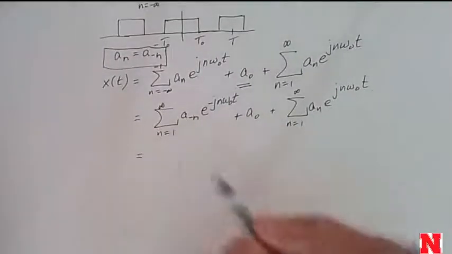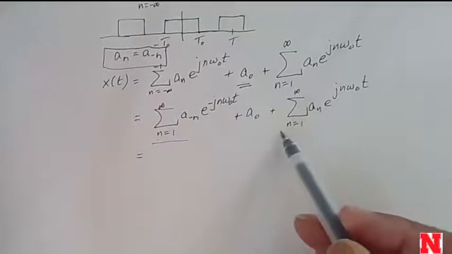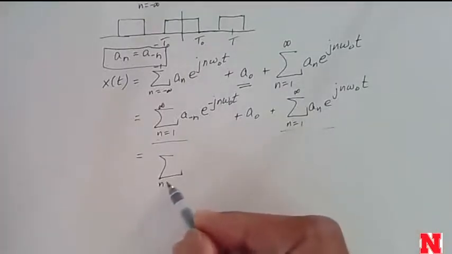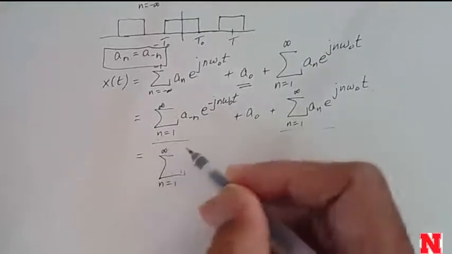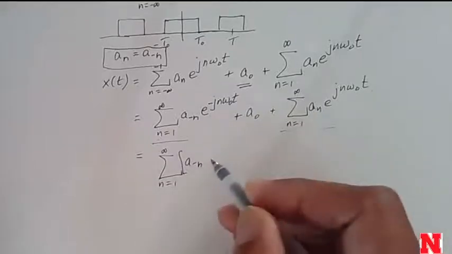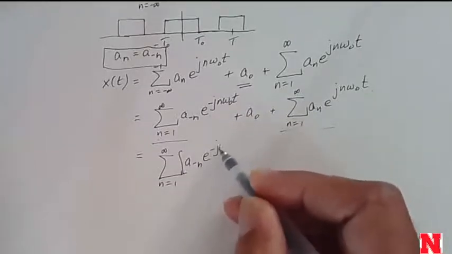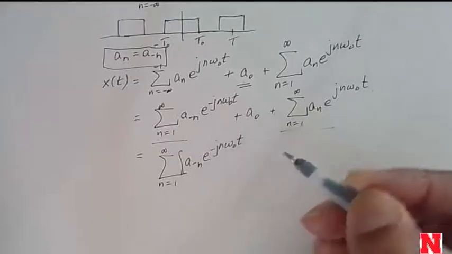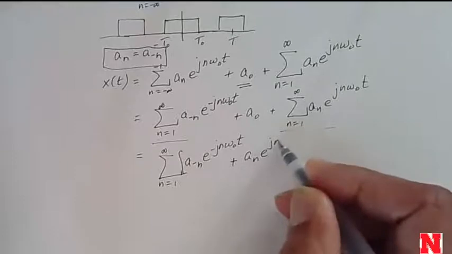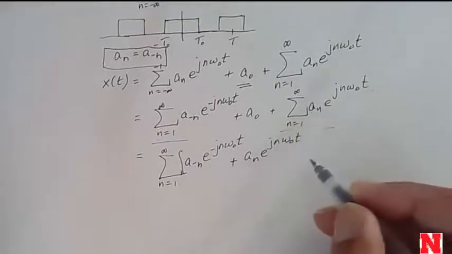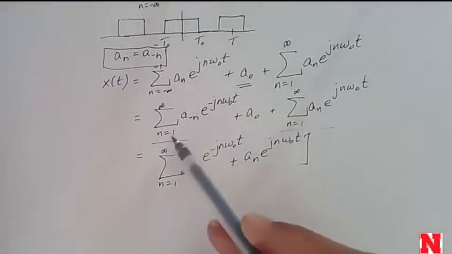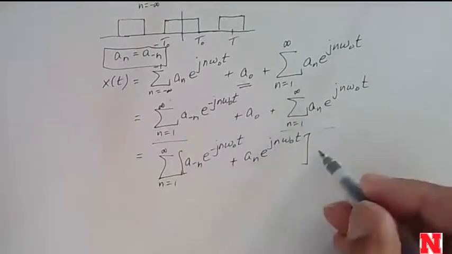So now what I can do is take these two summations and put them into one summation. So I'll put this all together: n equals 1 to infinity, a sub minus n, I'll put a bracket out here, e to the minus j n omega naught t plus a sub n e to the j n omega naught t. That's these two summations, because both of them are from 1 to infinity, and then I have plus a 0.